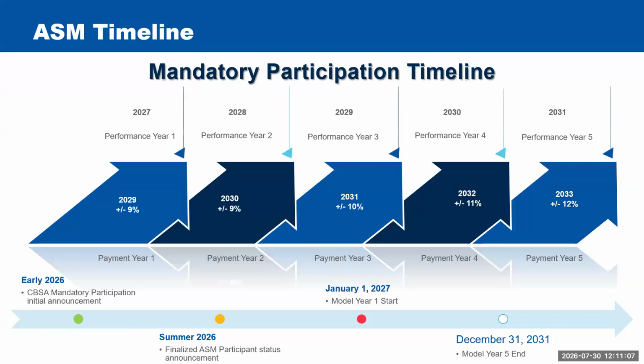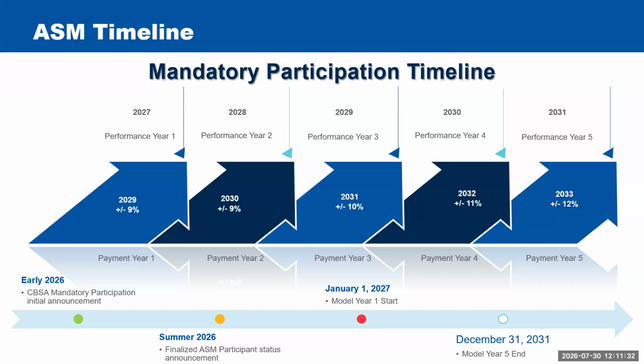So let's talk a little bit about the implementation of ASM and the time frame that we're talking about here. This model actually launches on January 1st of 2027, and it's going to run for 5 years and end on December 31st of 2031. Now you're going to see here that there's escalating risk that is associated with this.